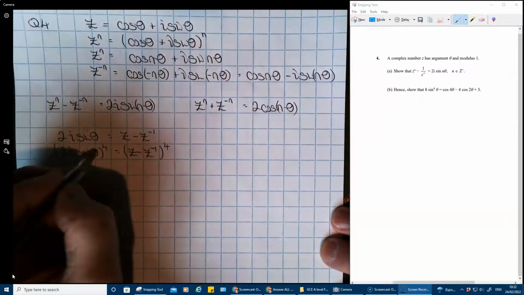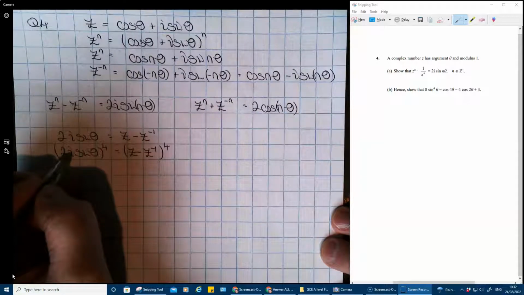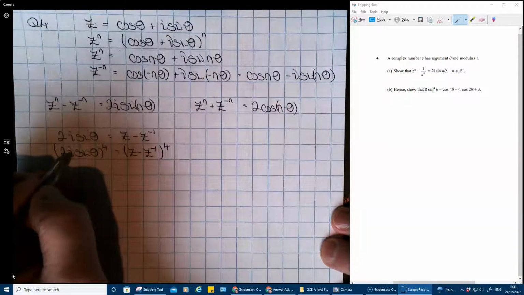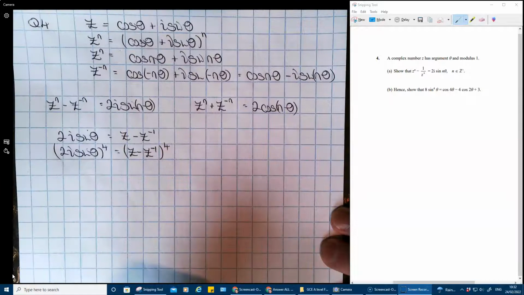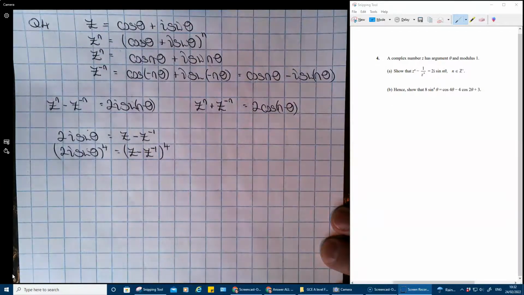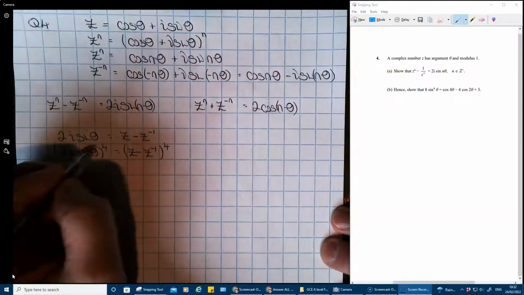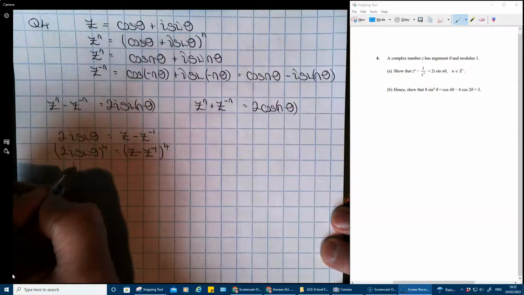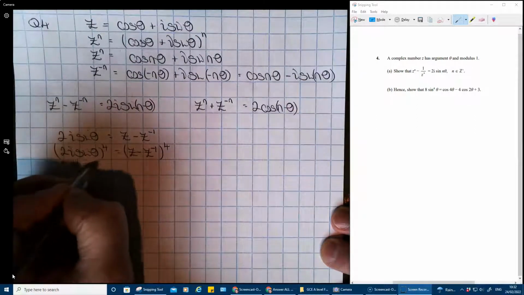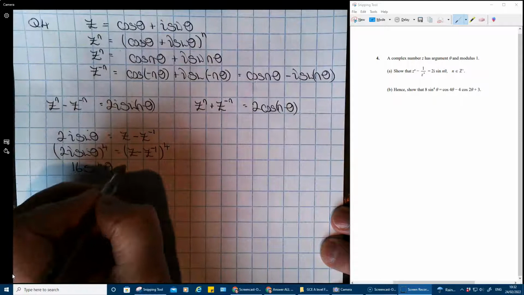the left hand side is fairly straightforward. i to the power 4, even powers of i, that'd be plus 1, wouldn't it? Because i squared is minus 1. Square it again, you get plus 1. 2 to the power 4 is 16. I get 16 sine to the 4 theta.